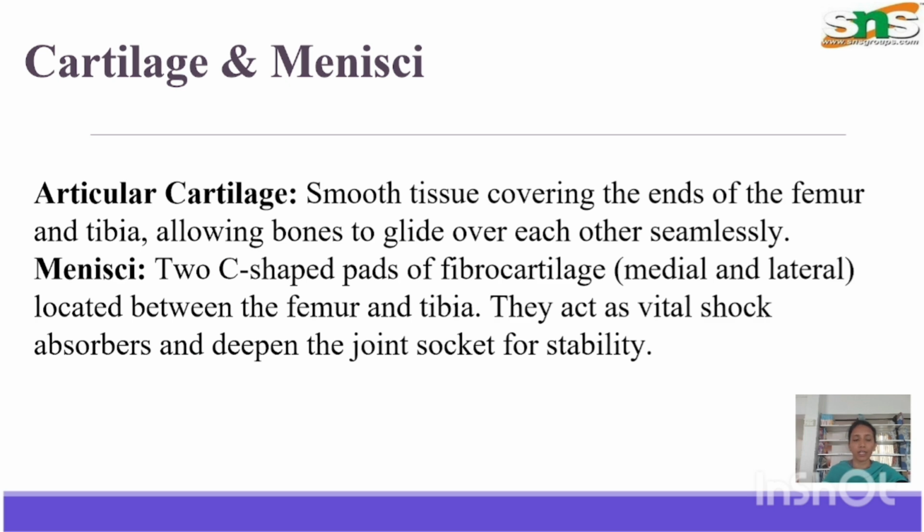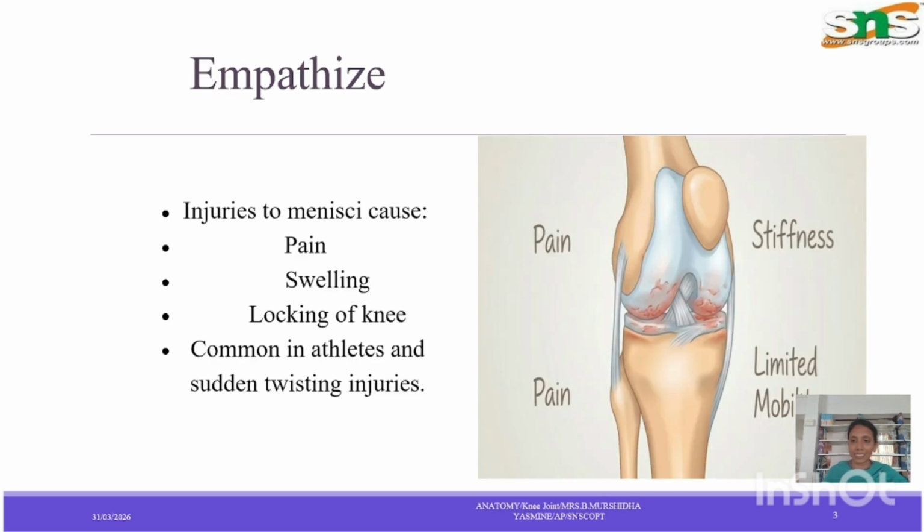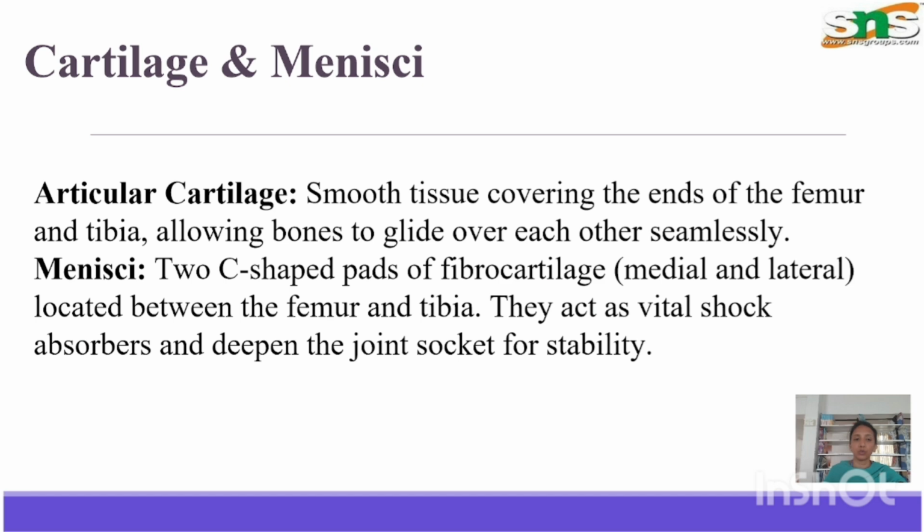They act as a vital shock absorber and deepen the joint socket for stability. Usually, the joint socket is not as deep as it is with the meniscus, so it would be a shallow one. Once the meniscus is present, it deepens the socket so that the femur fits in easily. So the two C-shaped menisci, the fibrocartilaginous pads, are important structures which give you the perfect movement in the knee joint.